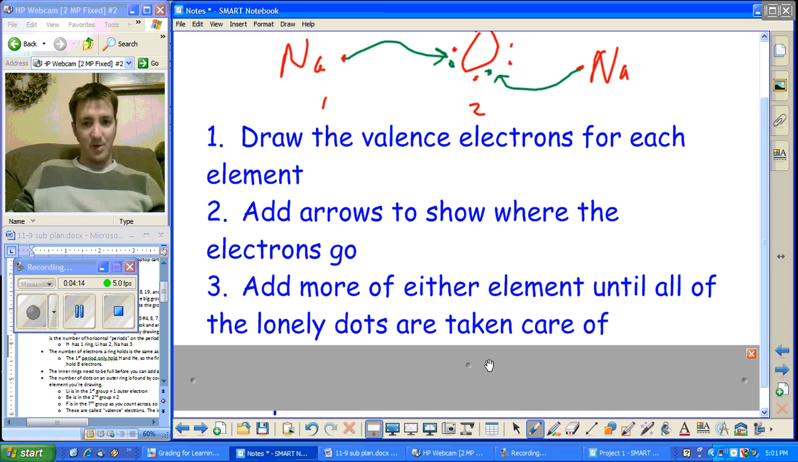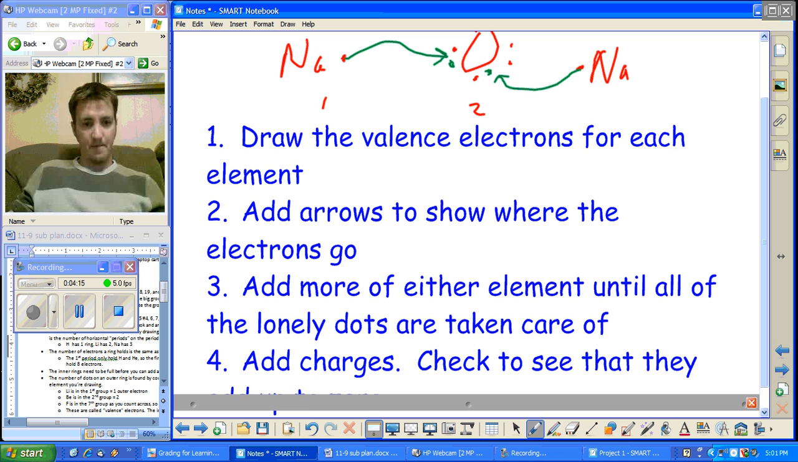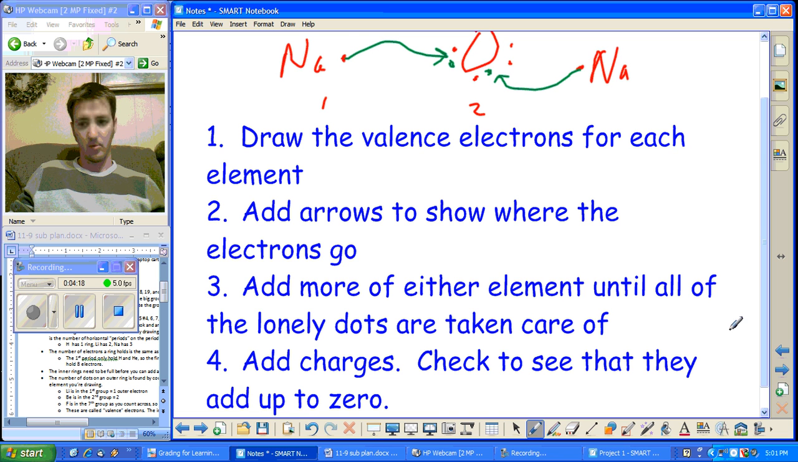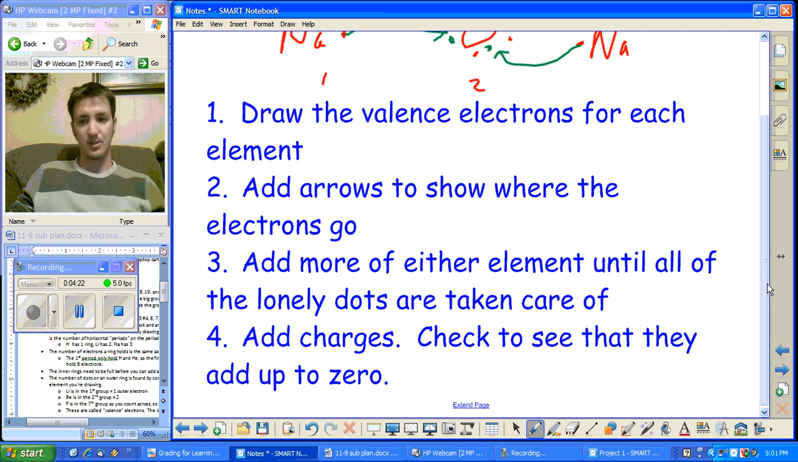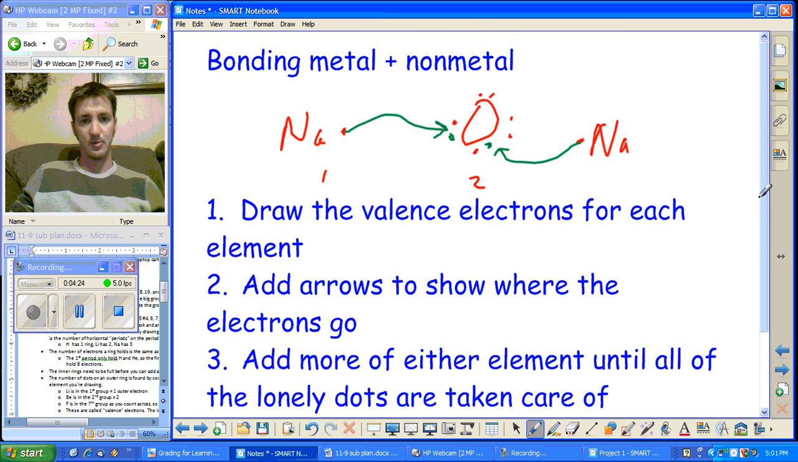So once you have that, for the pictures, what I'm looking for when I'm grading pictures is that you then add charges and check to see if they add up to 0. So sodium gave up 1 electron, so it becomes a positive 1. The oxygen gained 2 electrons, so it's a 2 negative. And so 1 plus 1 plus negative 2 equals 0. So that's one way you can tell that you did it right.